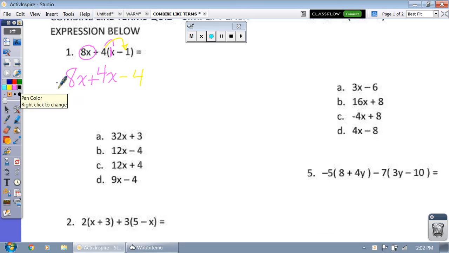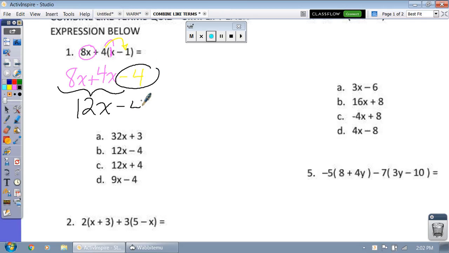Now we are going to combine like terms. So 8x plus 4x, that is 12x. And then bring down the minus 4. So we'll look for our answer, B.